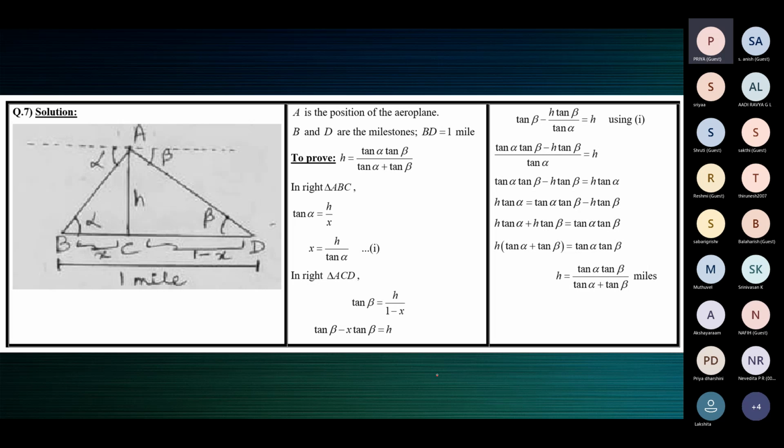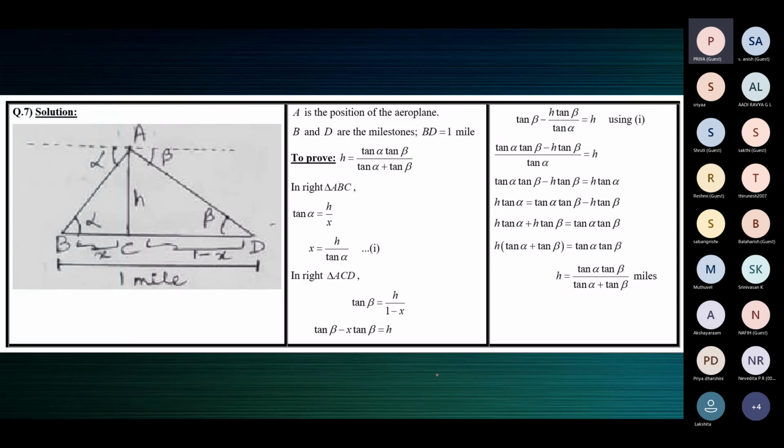Okay, and what is AB? How do you explain AB? Line of sight from B. Yes, line of sight. Line of sight connecting the point from where it is observed, A, to the milestone B. AB is the line of sight.